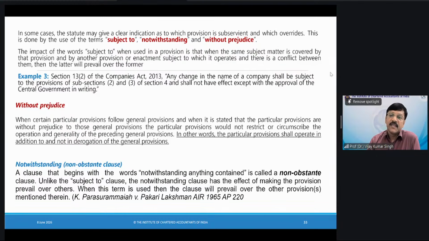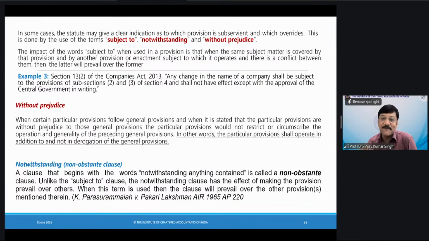For example, if something is used subject to in a provision, then when the said subject matter is covered by the provision and by another provision or enactment subject to which it operates, and there is a conflict between them, the latter will prevail over the other. I will give you an example so that it becomes clear to you. Section 13(2) of the Companies Act says any change in the name of the company shall be subject to the provisions of subsections 2 and 3 of section 4 and shall not have effect except with the approval of the central government in writing. So what is subject to?